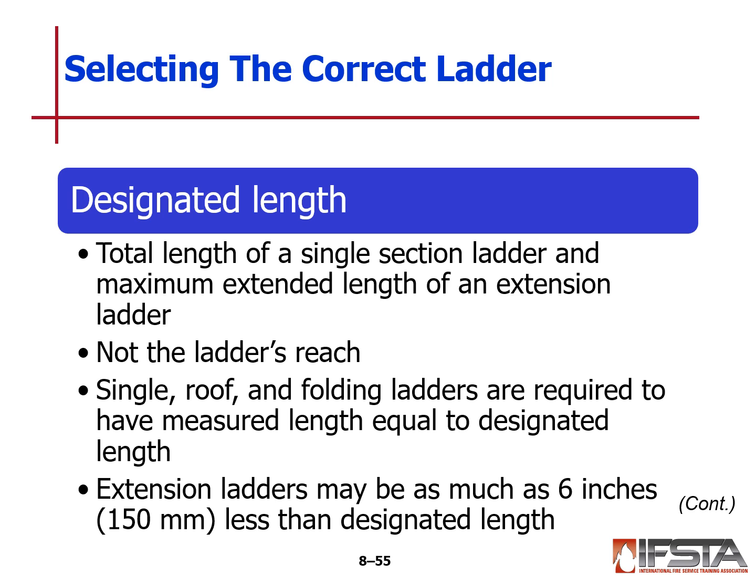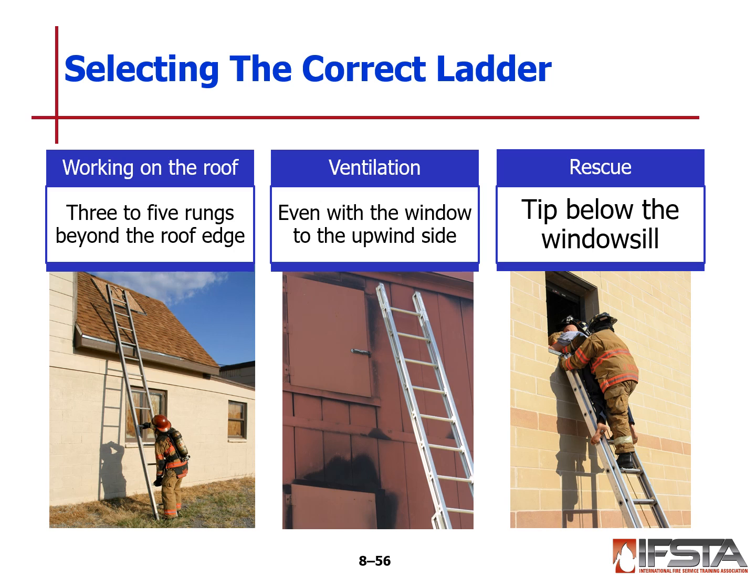Single, roof, and folding ladders are required to have measured length equal to the designated length. So its length, it's going to reach what it says it'll reach. Extension ladders may be as much as 6 inches less than the designated length. Again, when we put ourselves at that 75-degree climbing angle for taller ladders, that's where we're coming up short.